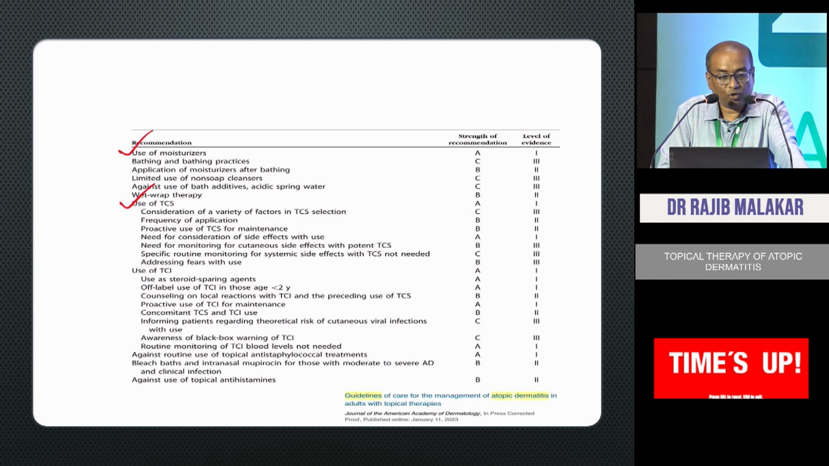Use of topical corticosteroid. Need for considering the side effect with use, that is why you need to choose the steroid very carefully. Use of TCI is a steroid sparing agent. Off-label use of TCI in those below 2 years of age, and proactive use of TCI for maintenance, and against routine use of topical anti-staphylococcal treatment.